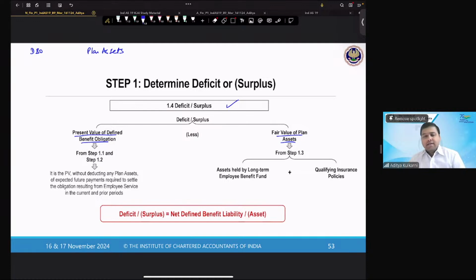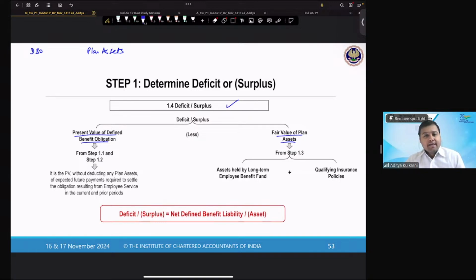The resultant is going to be something known as deficit or surplus. If the obligation is higher and the plan assets are lower, then it will be a deficit. If plan assets are higher, obligation is lower, it will end up being a surplus. Typically, organizations, what do you think will they work with? Will they work with a deficit or will they work with a surplus? सब बोलो? Surplus, नहीं, surplus नहीं होगा.